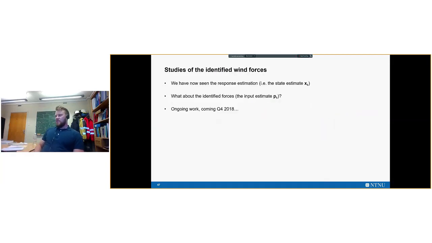So that was the state estimation or response estimation, and the pure input estimation is still ongoing work. So we have not looked directly at our obtained wind force estimates, but this is coming in the fall of 2018.